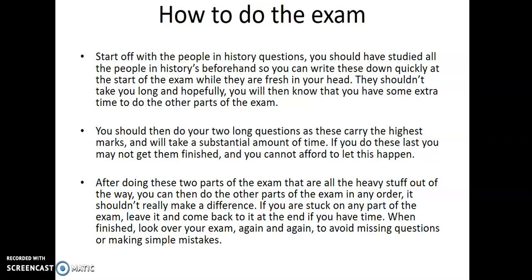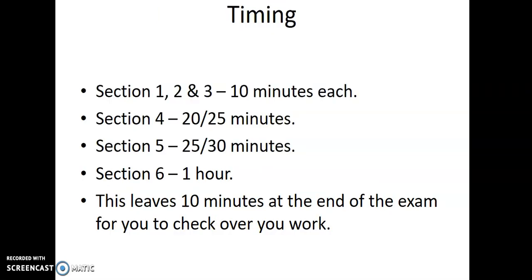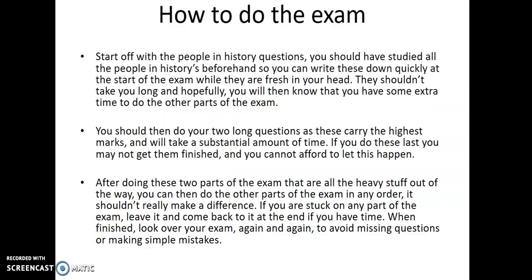If you do this last, you may run out of time, or you may find you're rushing to get things down on paper, and you can't afford to let this happen. So it's better to get the long, detailed questions out of the way, and then leave the picture questions, the comprehension questions and the section 3 people in history, which are largely one sentence answers anyway, till the very end, because you can jot them out quickly. So essentially, you're doing the paper in reverse.